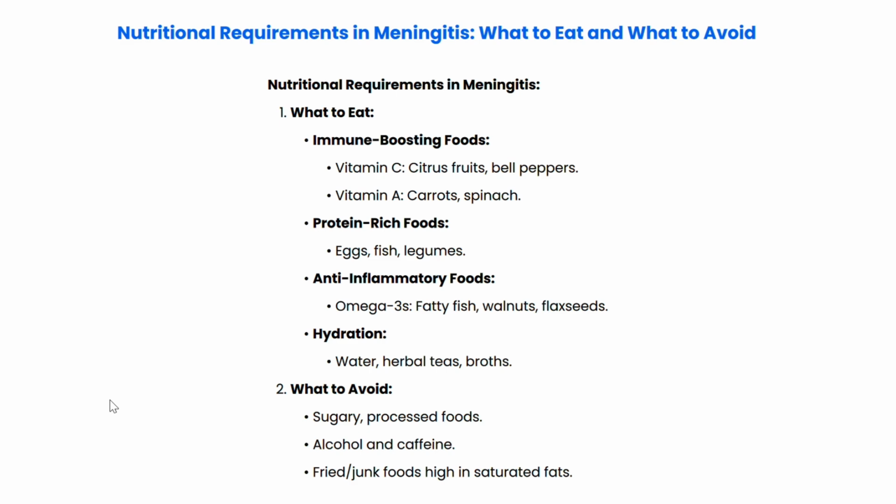So steer clear of sugary, processed foods as they can weaken the immune system and promote inflammation. Similarly, limit alcohol and caffeine as they can dehydrate the body. Foods high in saturated fats like fried or junk food should also be avoided as they can exacerbate the inflammation.